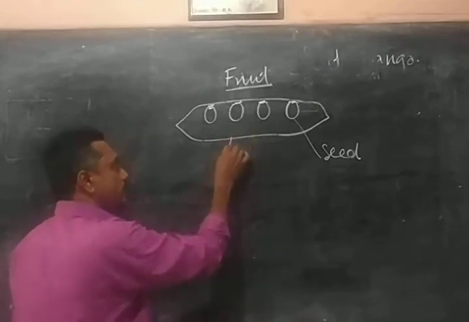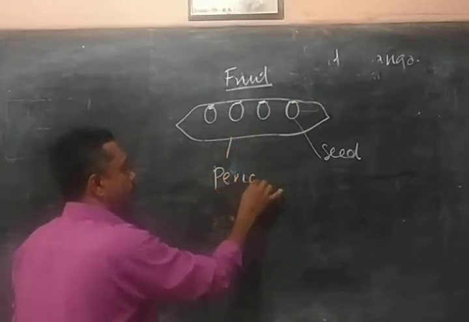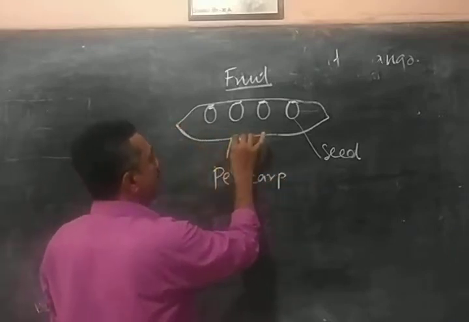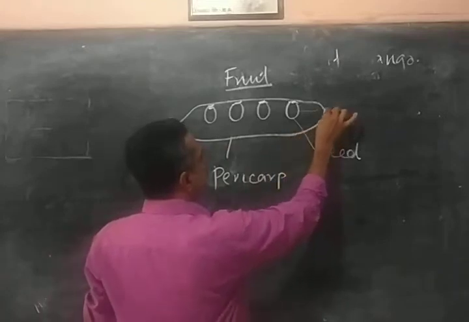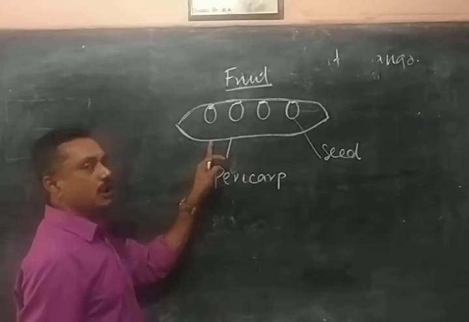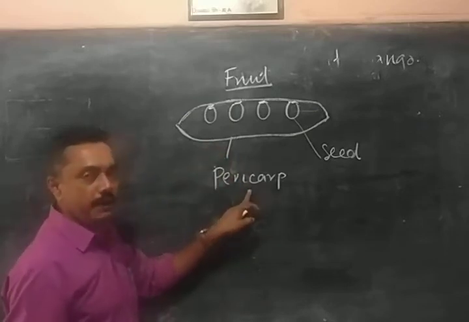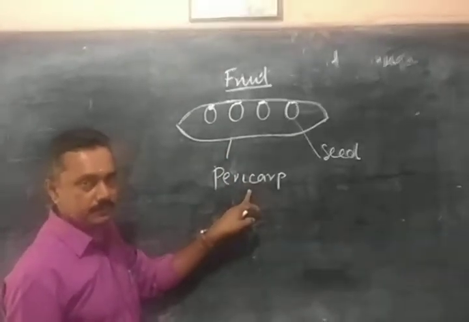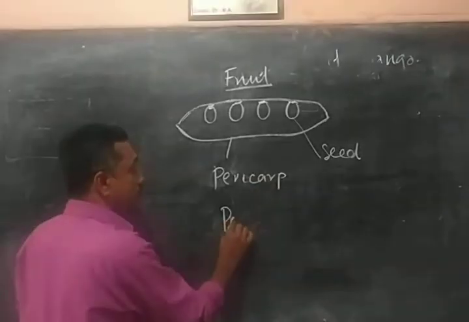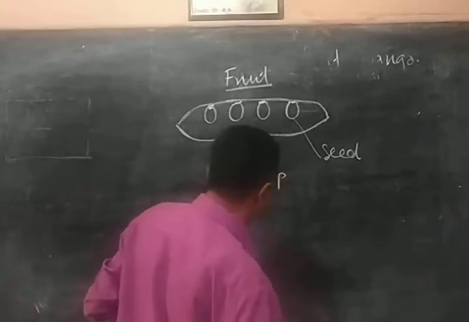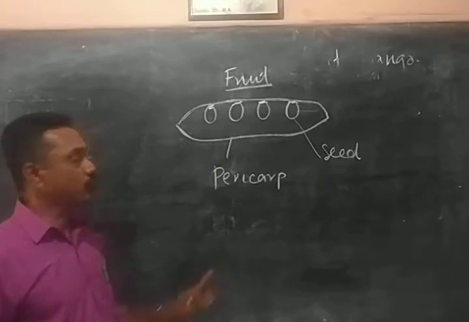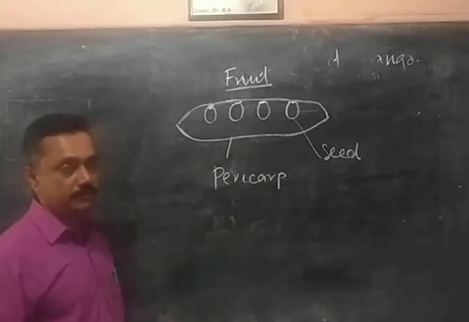The wall of the fruit is called pericarp. You can see a slit on that, it can be divided into two pieces. And the branch of biology which deals with the study of fruit is called pomology. So the wall of the fruit is called pericarp.